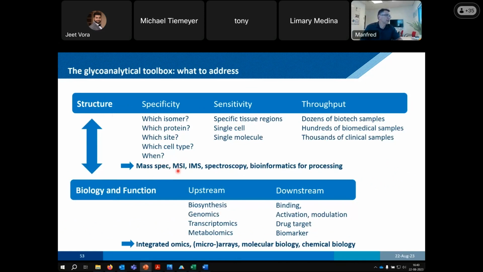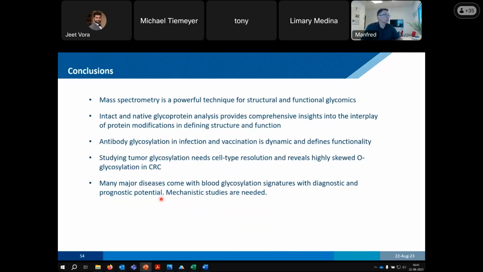imaging, spatially resolved ion mobility, different spectroscopic methods, but also new bioinformatics solutions will be key for further advancing the field here. And in terms of function, we see that integrating different omics, also using microarray data, and then going to the lab and doing some functional assays, knocking out some genes, some molecular biology, also using chemical biology tools. So these are very fruitful approaches to get more functional insights into glycoconjugates.